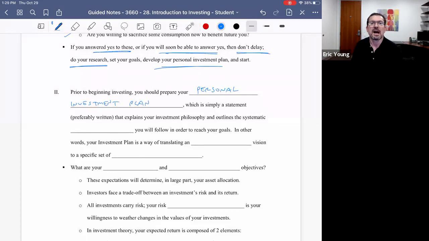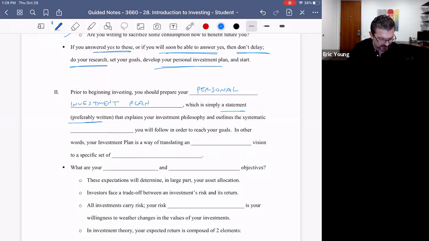In other words, I need to think of myself as Eric Incorporated, and you need to think of yourself as you Incorporated. And we should follow this prudent practice that other companies follow and create a personal investment plan. It sounds complicated. It's really not. It's simply a statement, which should be written, by the way, because if it's in your head, it doesn't mean anything. It's got to be on paper. You have to put the time into writing it, drafting it, refining it, thinking through it.